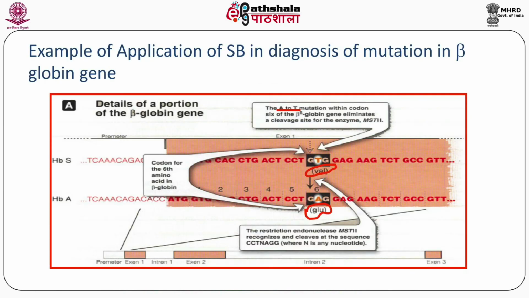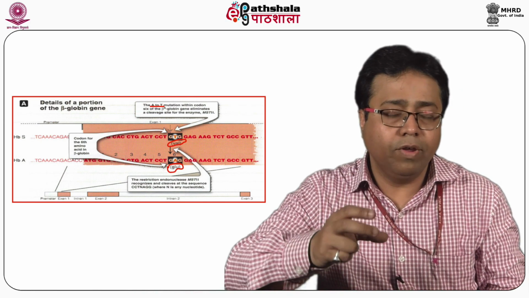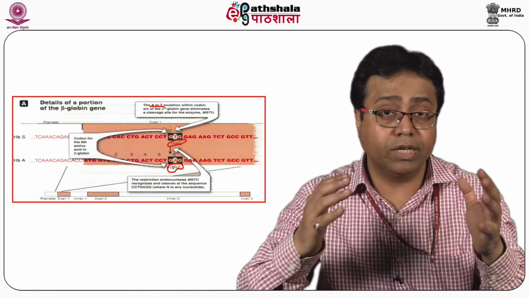So, the application of the Southern blot in the diagnosis of mutations in beta globin genes. One of the very common mutations in sickle cell disease is the conversion of a glutamic acid residue into valine, and as a result there is a change in one of the restriction enzyme sites. A gets converted into T, and the restriction enzyme site is altered, which leads to a different fragment pattern in a person with sickle cell hemoglobin compared to normal individuals, because the normal individual will have that restriction site intact.